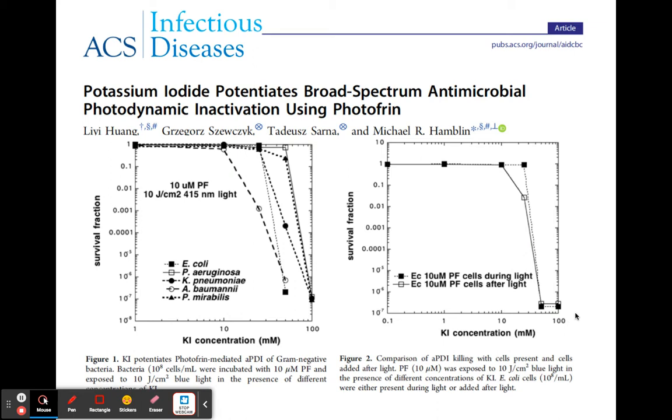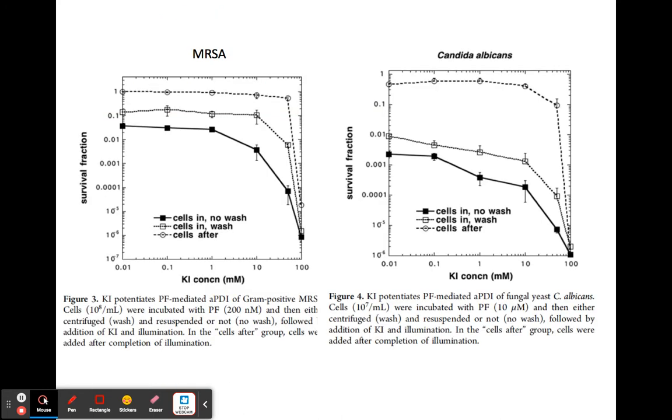Interestingly, if you mixed the photosensitizer and the light, in other words, you shone the light on the photosensitizer plus the potassium iodide and then added the cells afterwards, you still got 6 logs of killing if you had enough KI in there. So with photofrin and potassium iodide, you're making something that will kill bacteria, and the obvious answer is free iodine because you're oxidizing iodide to iodine.